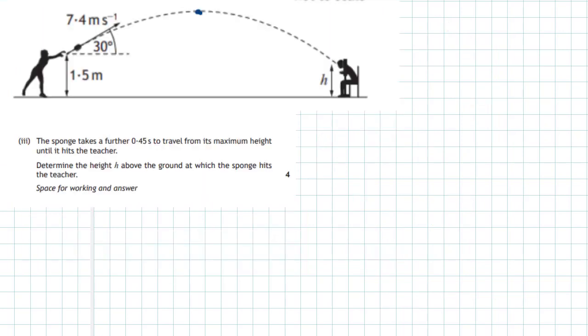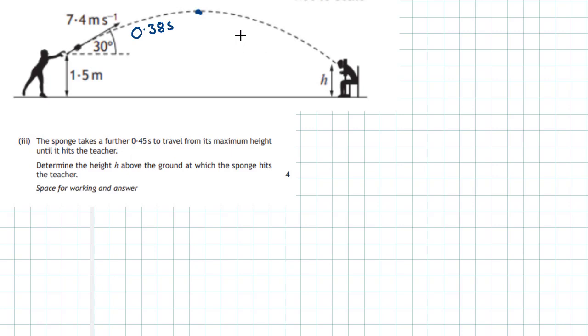Part 3 of question 1a. The sponge takes a further 0.45 seconds to travel from its maximum height until it hits the teacher. Determine the height h above the ground at which the sponge hits the teacher. Now we know from a previous question that the time taken for the sponge to go from the start to the top is going to be 0.38 seconds. So we know that's that time there.